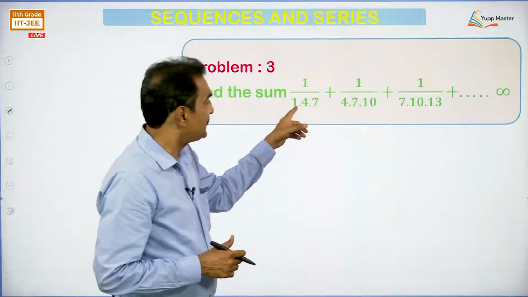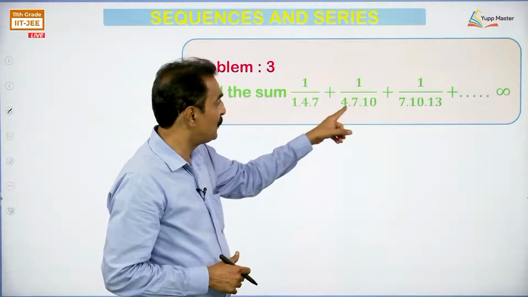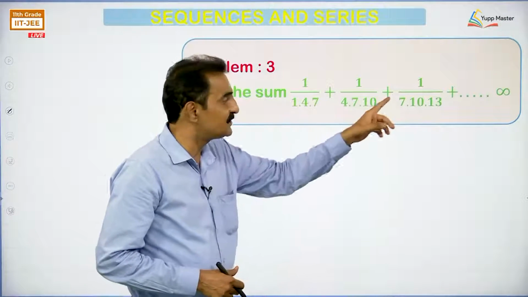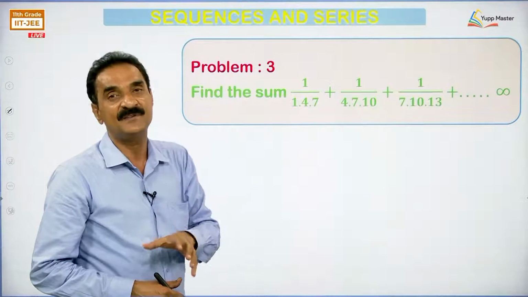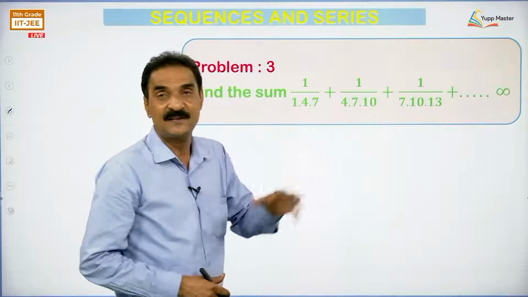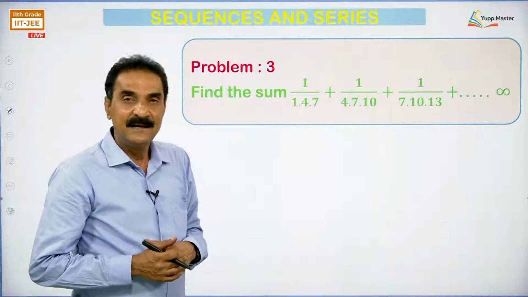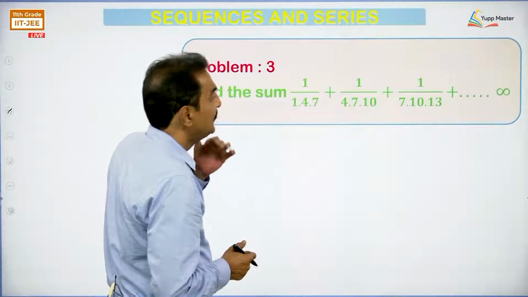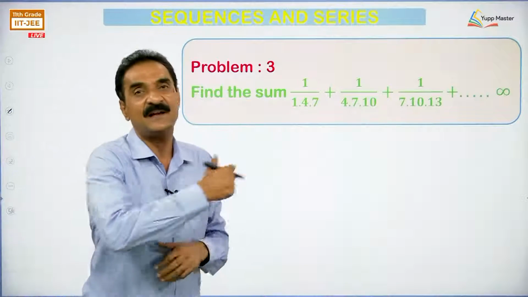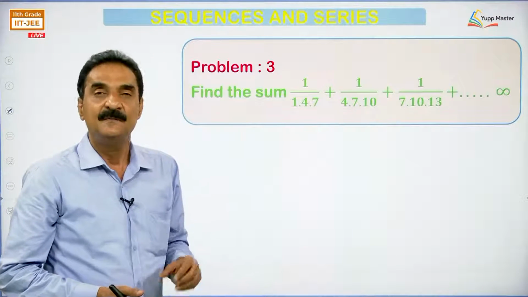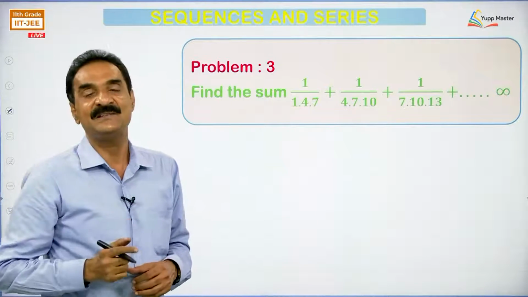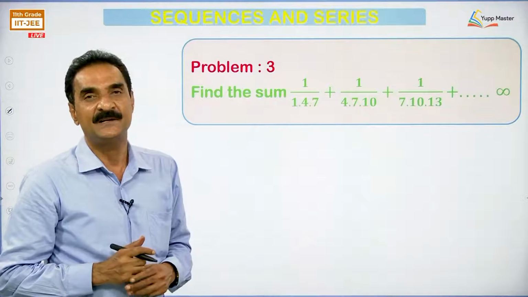Factors are in AP. If you take first factors 1, 4, 7 and so on, they are in AP with common difference 3. Second factors are also in AP with common difference 3. Similarly, third factors, and the difference between the consecutive factors is 3. Then first we need to find the sum of the n terms. We cannot directly get the sum up to infinity. First we need to find the sum of the n terms. Then taking n as infinity, we will see what we will get.